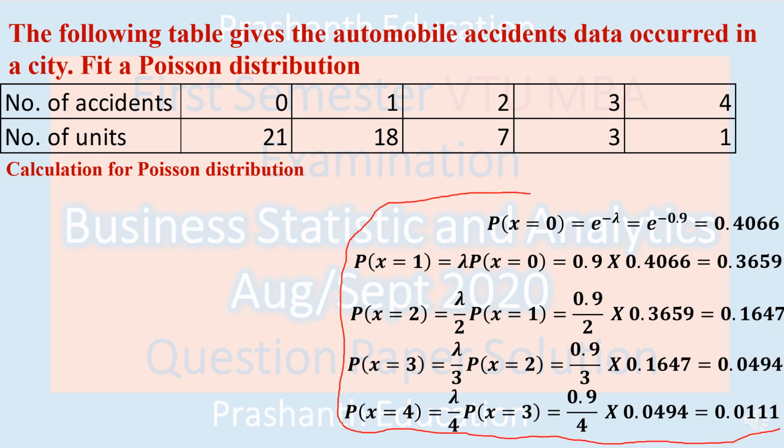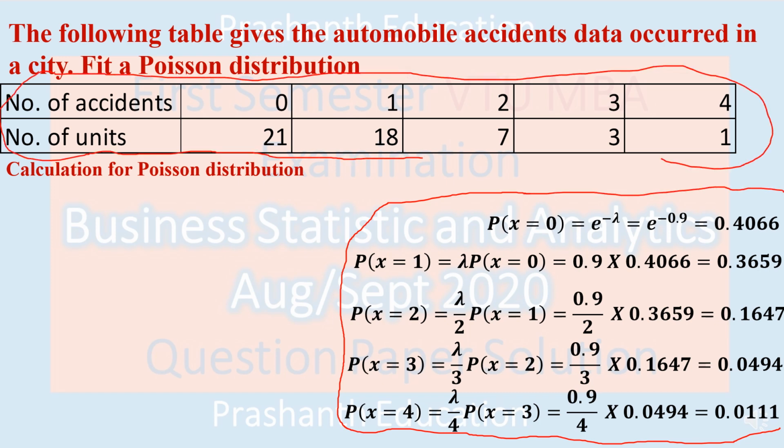Now we will fit the Poisson's distribution for this data. For this, we need to understand how many units there are. As we previously saw, altogether the total is 50: 21, 18, 7, 3, 1. We will use this 50 and our probabilities to calculate and fit a Poisson's distribution.